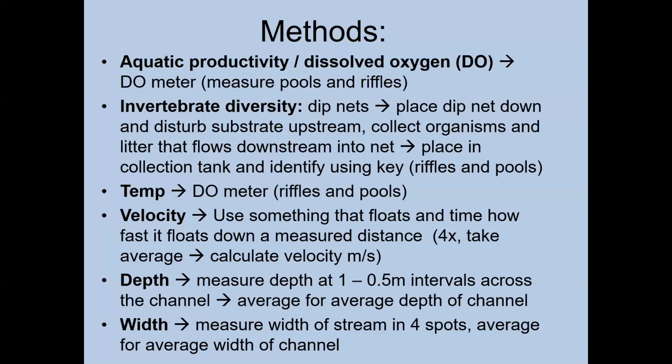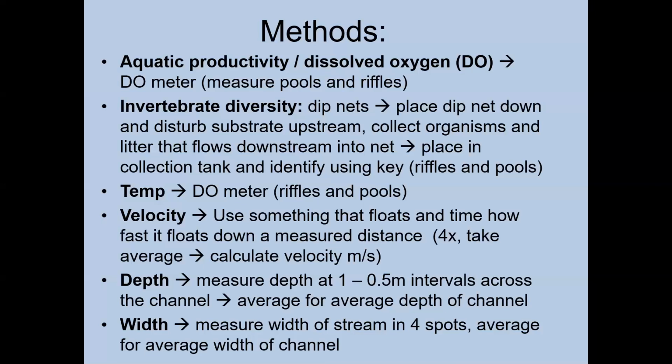So we use the DO meter, which not only measures DO but also takes temperature readings. We dangle that probe in 2 riffles and 2 pools, wait for it to settle on a value, and then write that down. We will average them between the 2 riffles and the 2 pools to get an average for the stream, but make sure that you're making note of the differences in temp and DO between riffles and pools.